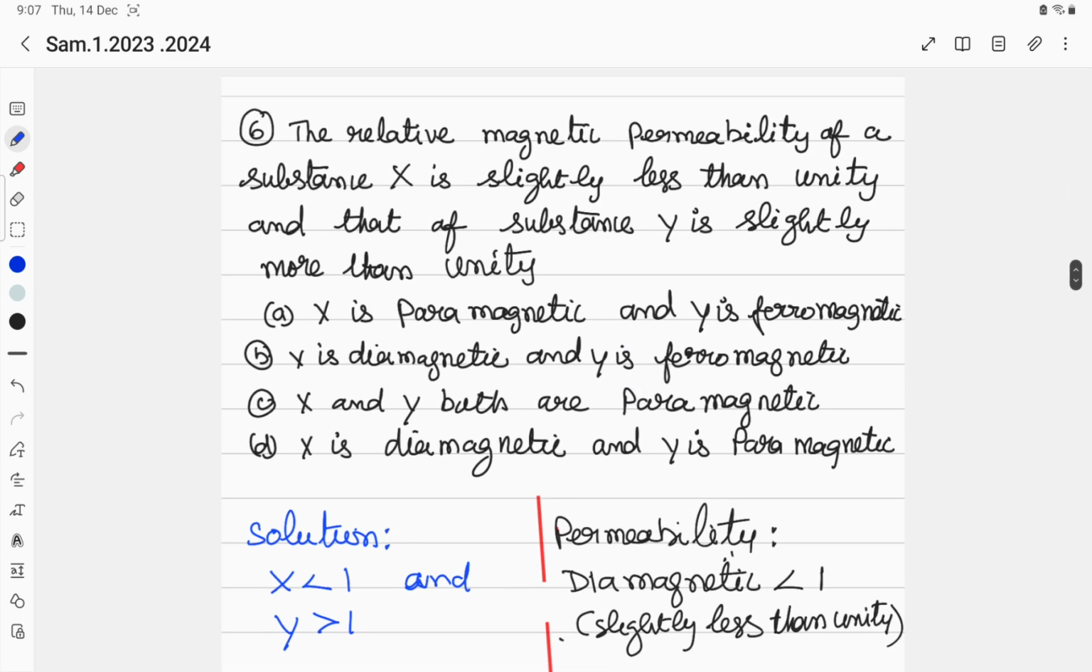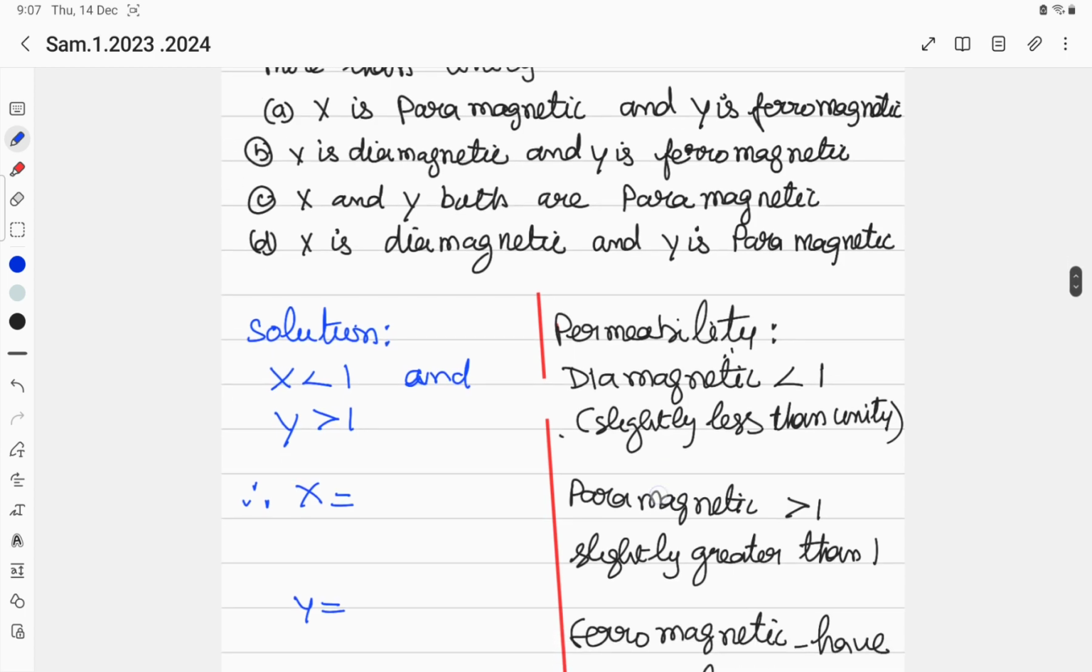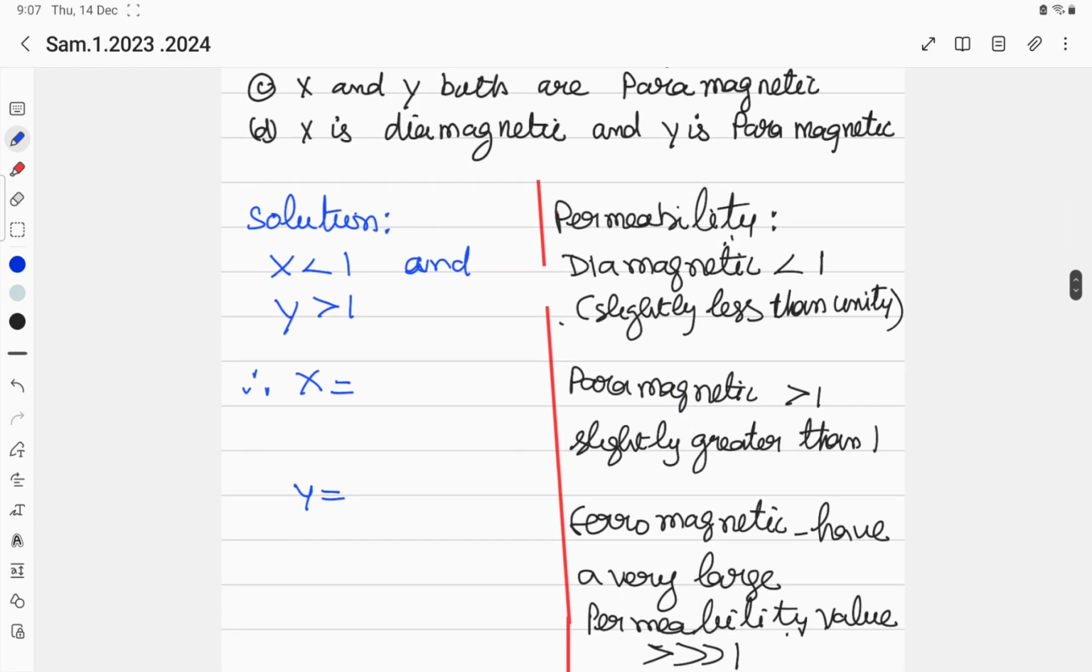6. The relative magnetic permeability of a substance X is slightly less than unity and that of substance Y is slightly more than unity. Options. A. X is paramagnetic and Y is ferromagnetic. B. X is diamagnetic and Y is ferromagnetic. C. X and Y both are paramagnetic. D. X is diamagnetic and Y is paramagnetic.